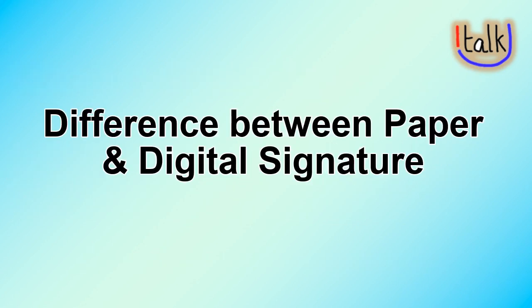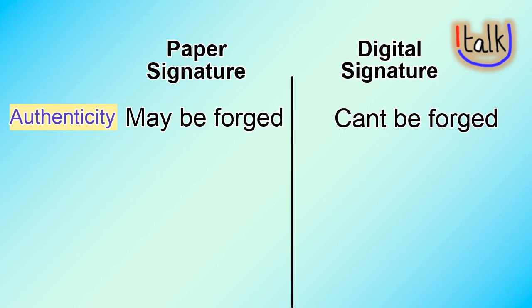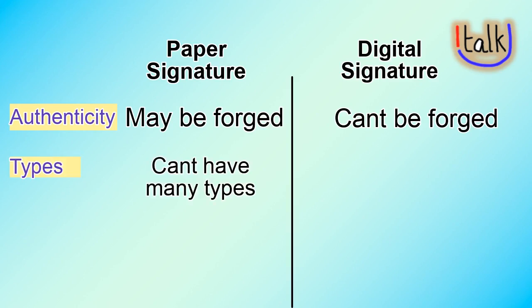Let's see the difference between a paper signature and a digital signature. When it comes to authenticity, a paper signature could be forged, but a digital signature cannot be forged. It's highly impossible. What are the types of paper signature we have? Just one. You cannot have different signatures for different applications and documents, and you cannot change your signature very often. In digital signature, there are two types, Class 2 and Class 3. Later in this video, we'll see what Class 2 and Class 3 signatures are.